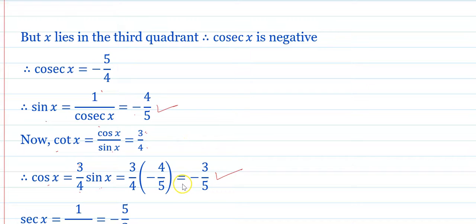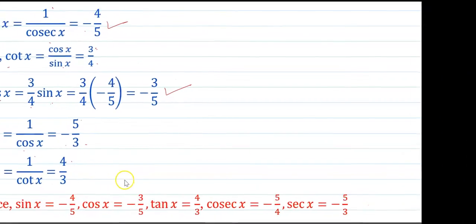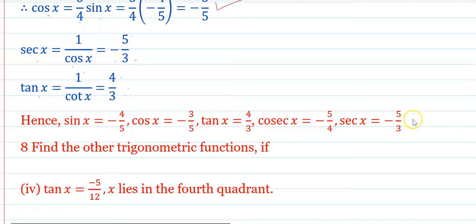Now we know sin and we know cos, so their reciprocals. The reciprocal of cos is sec. Therefore, sec x is equal to 1 upon cos x, which is minus 5 by 3. Tan x means what? 1 upon cot x. Tan is 4 by 3. This is the cot, 3 by 4, but the reciprocal is 4 by 3. And hence these are all the values. Sin x is equal to minus 4 by 5. Cos x is equal to minus 3 by 5. Tan x 4 by 3. Cosec minus 5 by 4. Sec x minus 5 by 3.